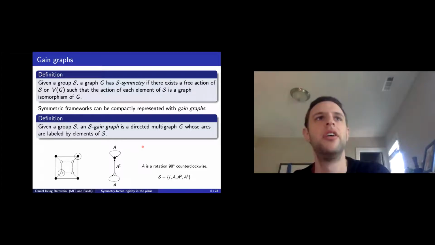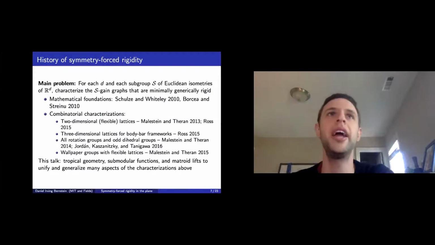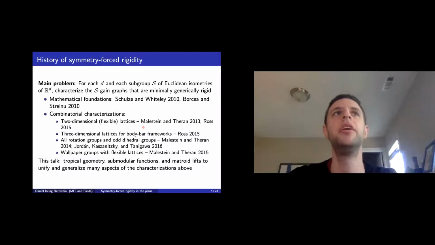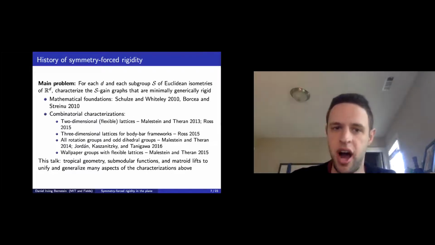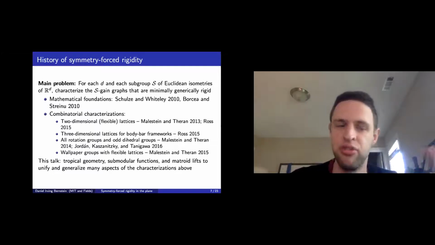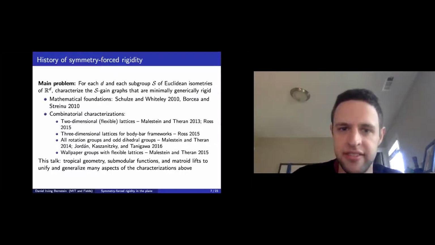Okay, so with this in mind, the main problem in symmetry-forced rigidity is, for each dimension D and each subgroup S of Euclidean isometries of R^D, characterize the S-gain graphs that are minimally generically rigid. So again, this means they have no flexes that preserve the symmetry, or in other words, all flexes break the symmetry.